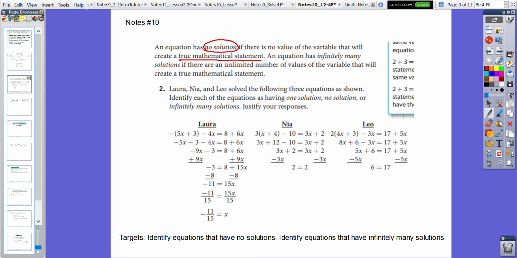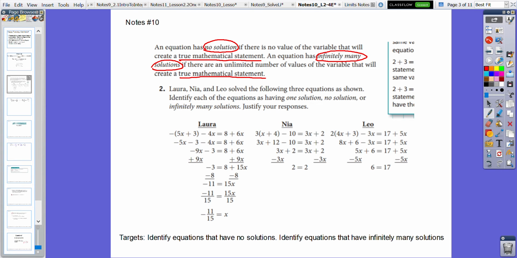On the other side of this paragraph, it says an equation has infinitely many solutions if there are an unlimited number of values of the variable that will create a true mathematical statement. So circle infinitely many solutions in that paragraph, and once again, circle or underline that true mathematical statement. Basically, we're looking at equations that are true or false, determining if we have no solution or infinitely many solutions. Let's take a look at Laura, Nia, and Leo's equations here.